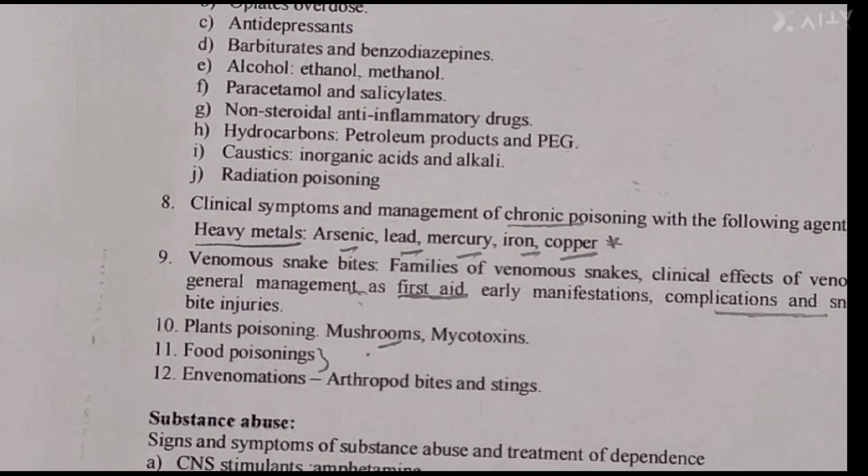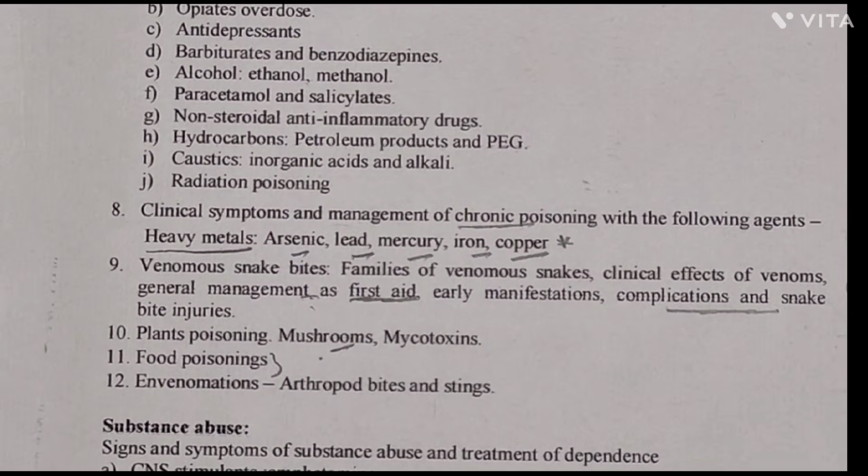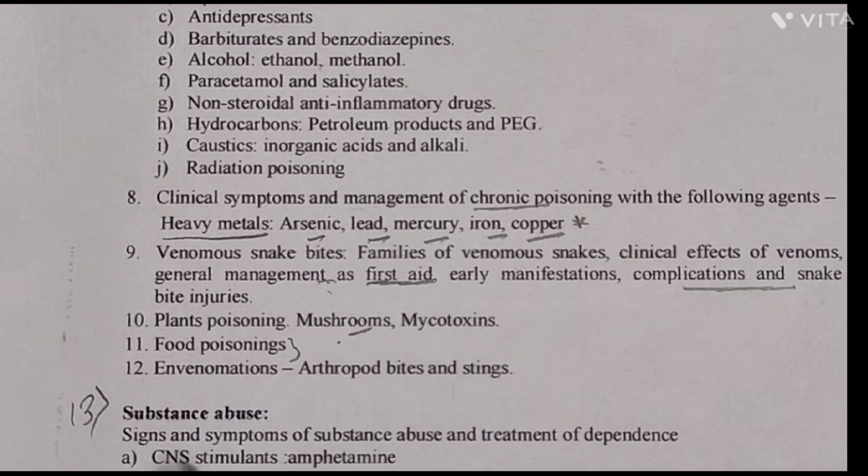Then similarly, in chapter 12, we are going to discuss about the envenomations. Envenomations means whenever there are some insects like scorpion, ant, hornet, bee, and so on, when these insects bite or they sting, what happens, what type of symptoms will be there, all those things we are going to discuss here. Then in chapter 13, we are going to discuss about the substance abuse.